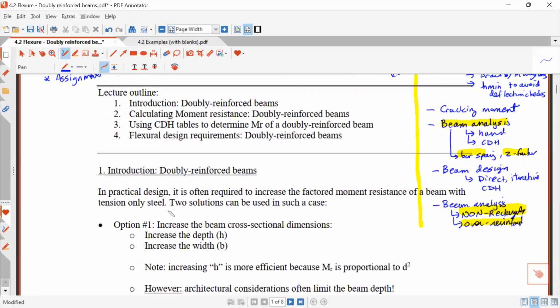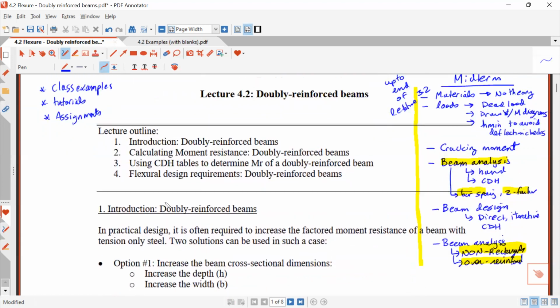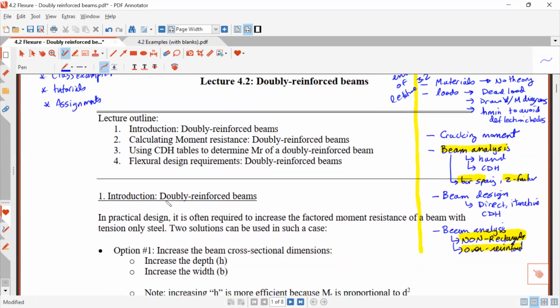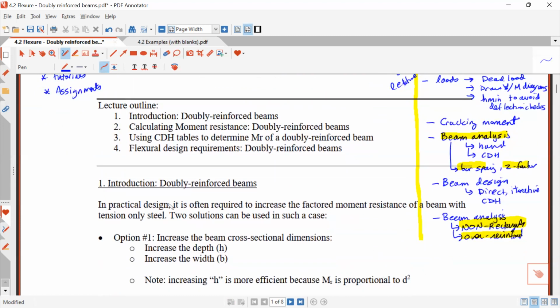So in practical design, it's often required to increase the factored moment resistance of a beam with tension-only steel. We talked about this situation where we get into these over-reinforced beams that we need to avoid. But sometimes we're limited on the cross-sectional dimensions. We can't increase them, and we still have to resist that moment. So in that case, what's the solution?